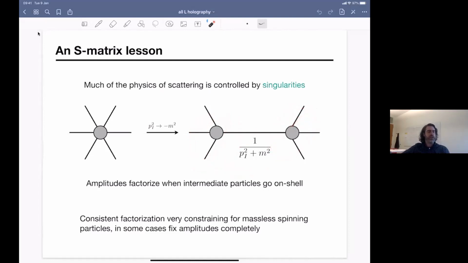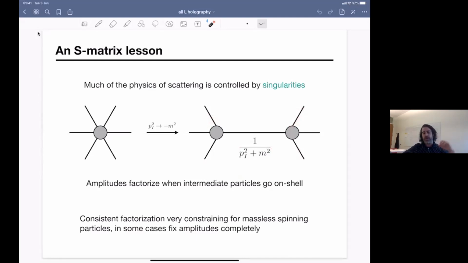Okay, and it turns out that if I just tell you these facts, in many cases, you can reconstruct the full S matrix just from this information. So for example, for massless spinning particles, you can basically reconstruct the entire tree level S matrix from this simple information. It's very constraining. And also the singularity structure is very powerful. It's a very powerful handle on loop amplitudes and stuff like that.